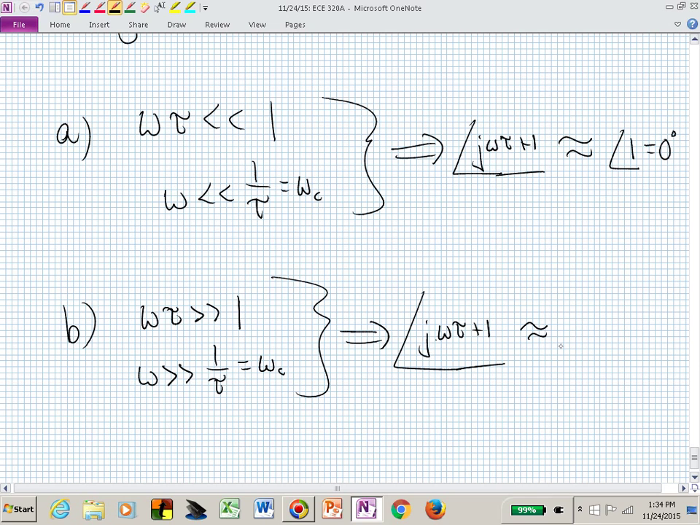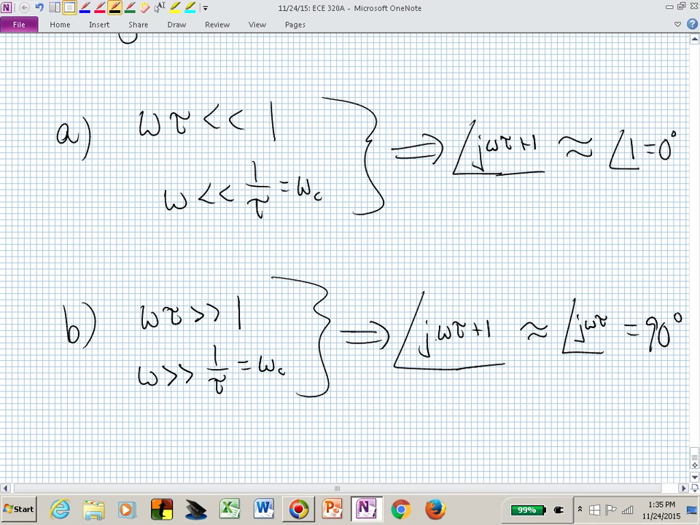At an angle. What was my angle? This now is essentially j omega tau, right? So now I basically only have an imaginary component. And I measure all of my angles relative to the horizontal real axis going off in the positive direction. I now need to turn 90 degrees. So this is 90 degrees. That's if the j omega tau plus 1 term is in the numerator. If it was in the denominator, I would subtract this 90-degree contribution.